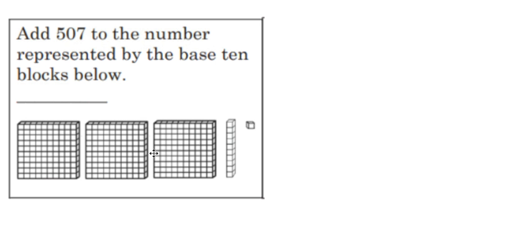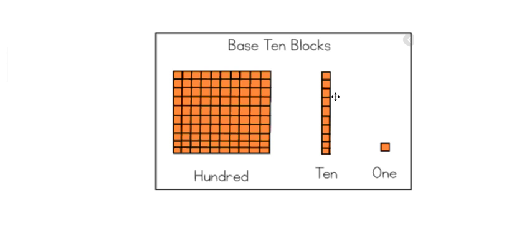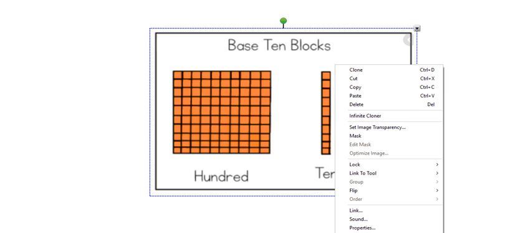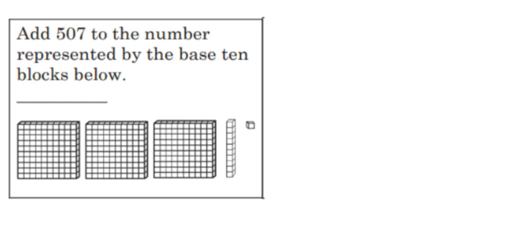This is the first problem that you have on your page 1. Remember, today you're working only with page 1. And it says, add 507 to the number represented by the base 10 blocks below. It does not let us know what is the number represented here by the base 10 blocks. It is our job to determine what that number is. We're going to be using this to determine what is the number represented.